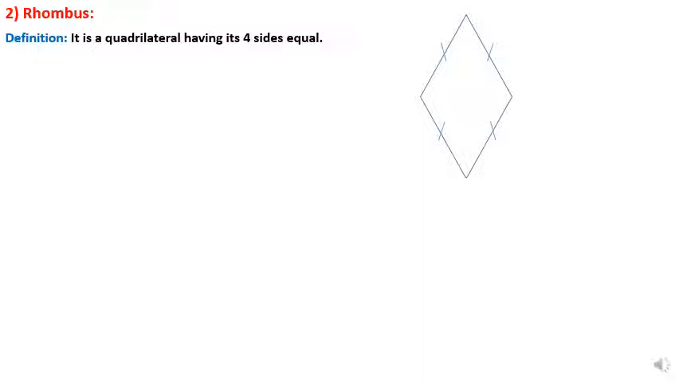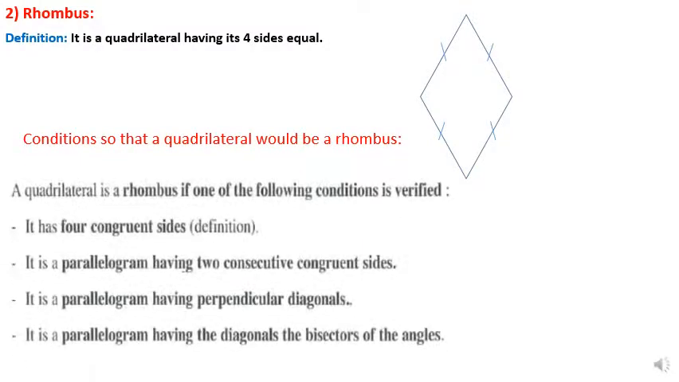The opposite angles also are equal, but you have to add something extra: for equal sides, or the diagonals, if you are proving the diagonals bisect each other, oh, they are perpendicular, then this is a rhombus. So, conditions to say that this is a rhombus: if it has four equal sides, or if it's a parallelogram having equal consecutive sides, or if the diagonals bisect each other and are perpendicular at the same time.